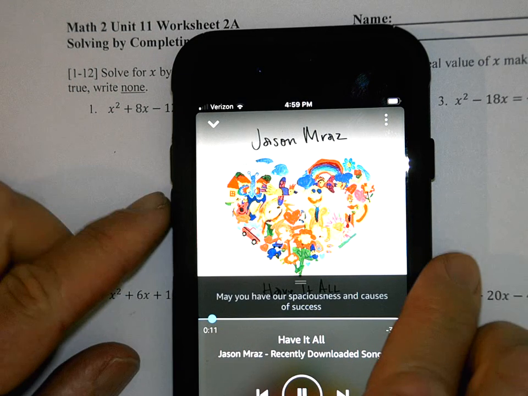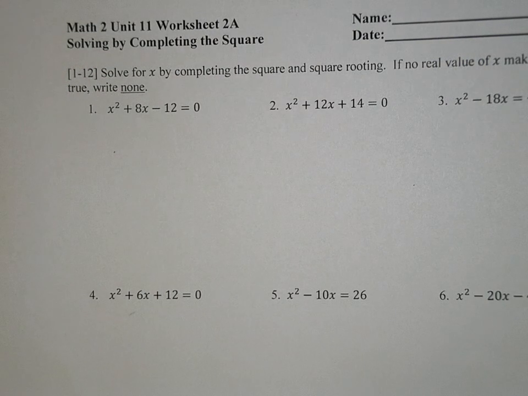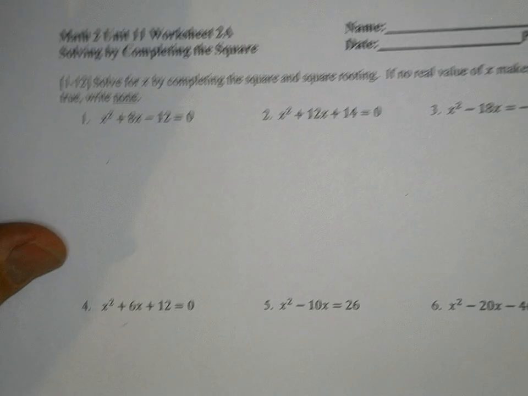Here we go. We're going to go over Unit 11, Worksheet 2A. So your assignment was to do numbers 1 through 9, and what I'm going to do is the odd number problems. So I'm going to do virtually half of them here.